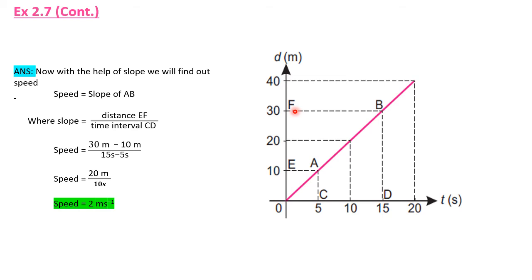At point F we have the distance value of 30 meters, and at point E it is 10 meter. So we will subtract them, and for the time interval we have the value 5 seconds at point C, and at point D it is 15 seconds. So 15 seconds minus 5 seconds gives us 10 seconds. Solving this, we get speed equal to 2 meter per second.